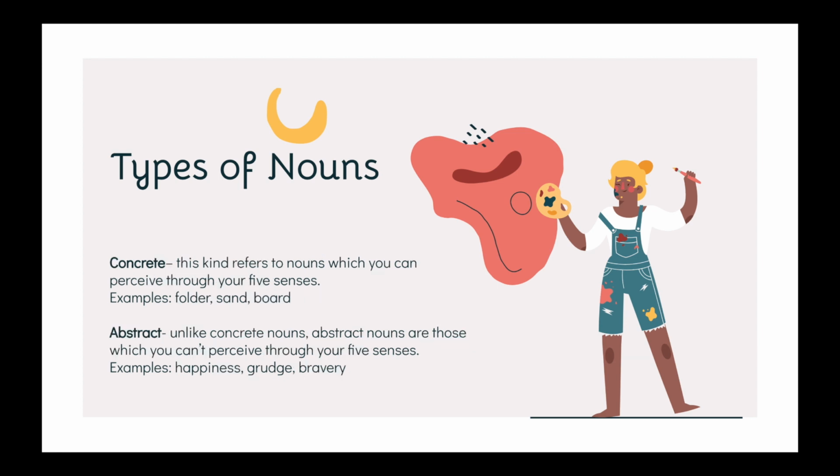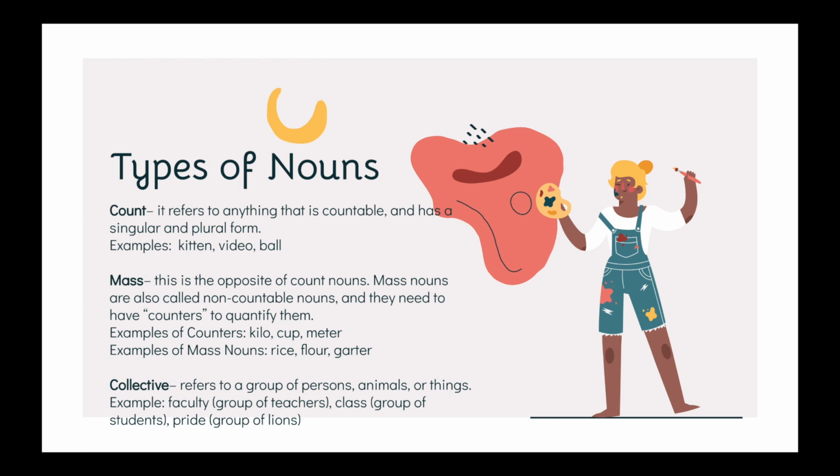And then there's also the concrete noun. They are nouns that you can perceive with your 5 senses. Actually we have more than 5 senses, but you get the point. For example, folder, sand, board, and so on. While abstract nouns are things that you cannot perceive with your 5 senses. For example, the idea of happiness, grudge, bravery, or concepts like democracy and so on. And there are also count nouns and mass nouns.